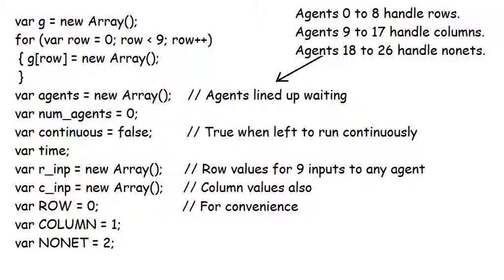3 variables, called ROW, COLUMN, and NONET in uppercase letters, are set up for convenience, so that we can distinguish between the different agents called. You'll see these popping up at various places in the code.